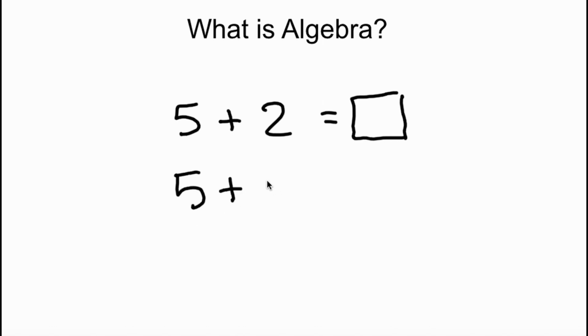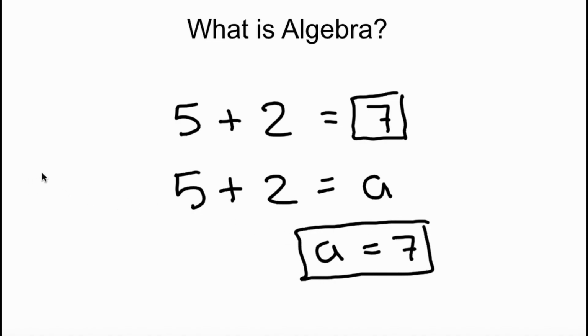5 plus 2 equal to, let's say we're going to use the letter A. So in this case, A represents the total of 5 plus 2. Now in both cases, that would be the same answer. So 5 plus 2 will give us 7. Now in the case of algebra, we would say that A has the value of 7 or is equal to 7.